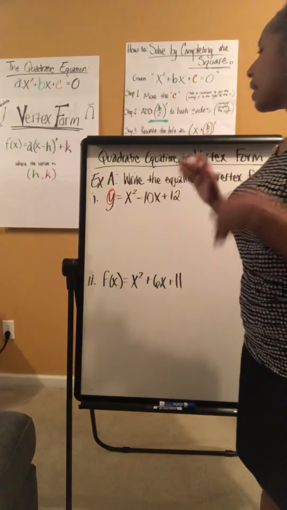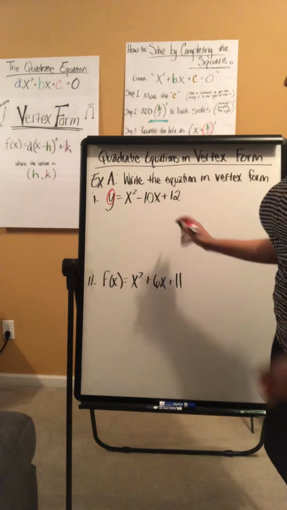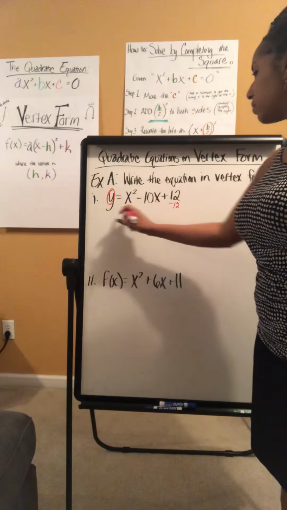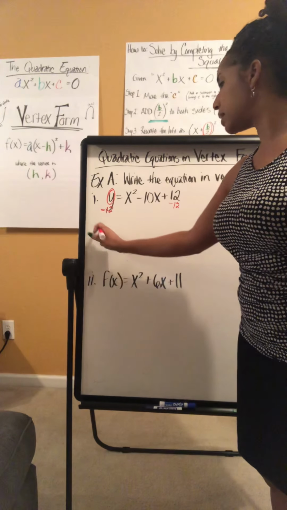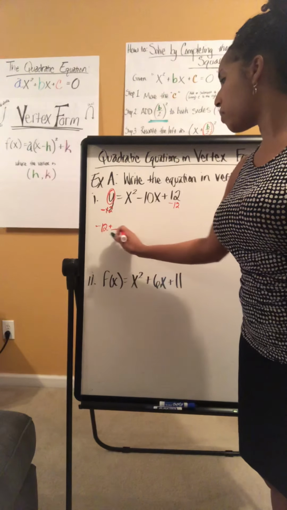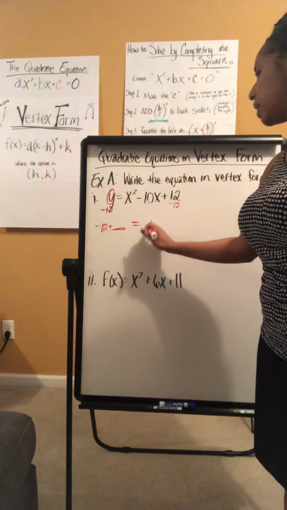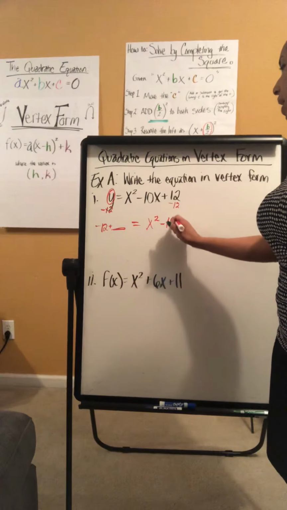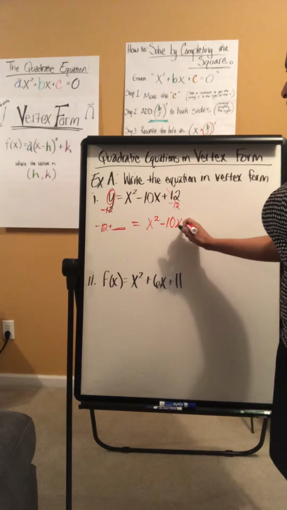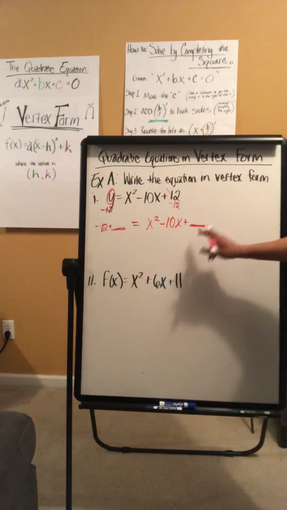All right, and my first step would be to move the c. So my 12, I would subtract 12 from both sides. I would have negative 12. I would leave a blank for the proper c. I have the x squared minus 10x. That's gone, and I'm going to leave a blank for what should be there.